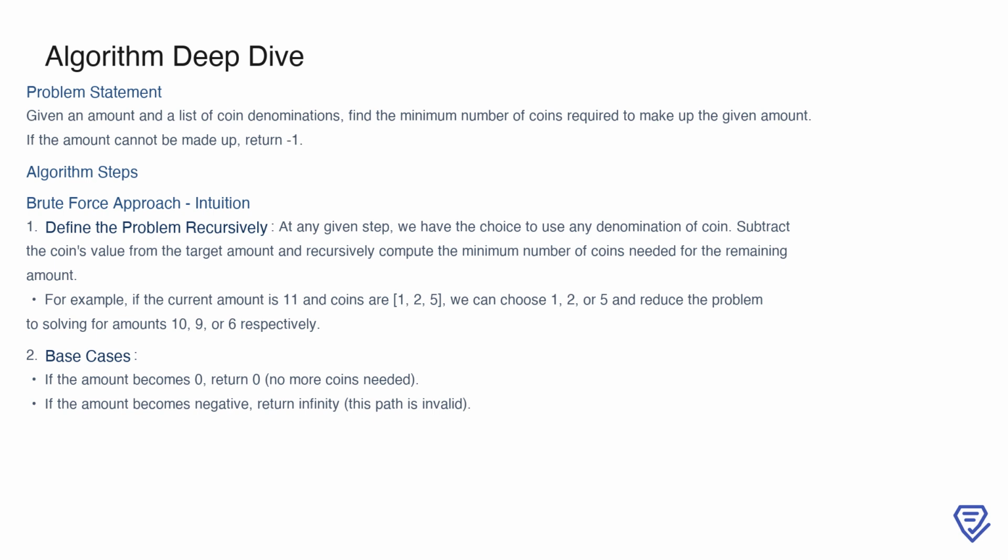However, we need to ensure that our recursion terminates. If the amount becomes 0, it means no more coins are needed, so we return 0. On the other hand, if the amount goes negative, it's an invalid path, and we return infinity to signify that this route doesn't lead to a solution.